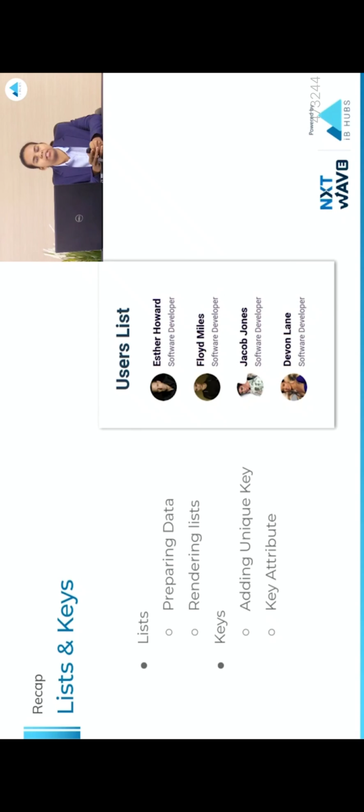Firstly, let's recap. In the previous session, we understood about lists, how to prepare the data and render the list. Then we also saw keys, where we can add a unique key, and also the key attribute. So we built a user list application in this manner in the previous session.